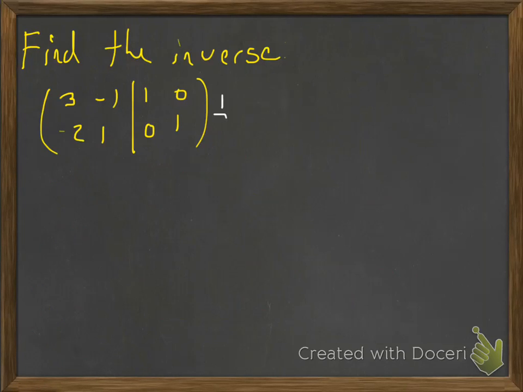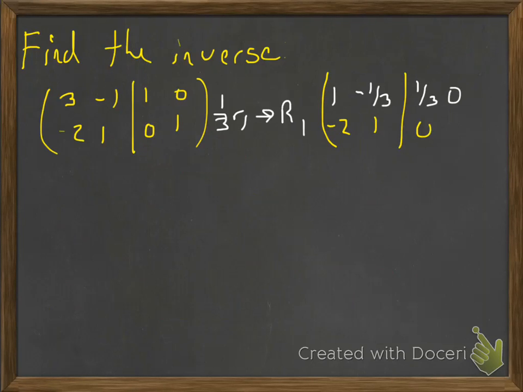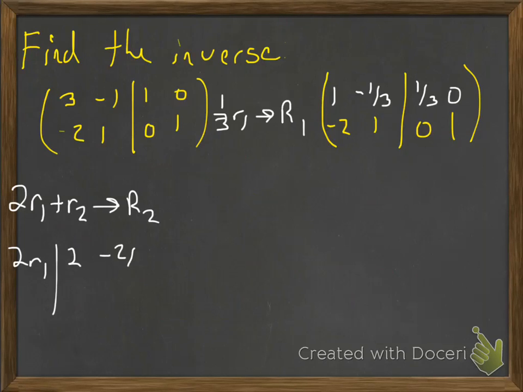Okay, so we may get some fractions here, so I want to make this 3 into a 1. So I'm going to multiply by the reciprocal, which is 1/3. So 1/3 row 1 replaces row 1. So we get 1, negative 1/3, 1/3, and 0. And the bottom row is unaffected. Now I would like to make a 0 there. To make a 0 in column 1, we're going to use row 1, and the opposite of negative 2 is 2. So 2 row 1 plus row 2 is going to replace row 2. Okay, so I'll write it out this time.